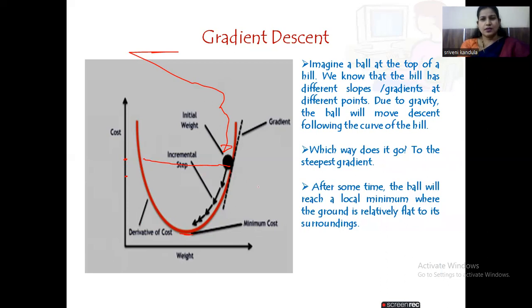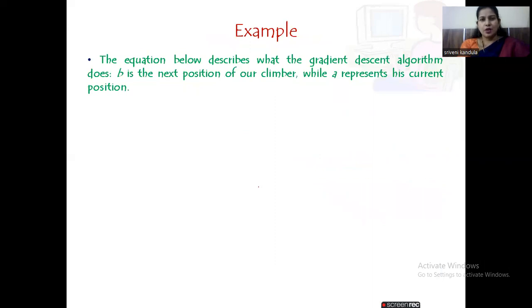Okay, so this is the task that has happened now. So now let us try to form an equation for the situation that we studied. Okay, so this is the equation. So here B is the next position of our climber or the position of the ball, or let us call this the output.